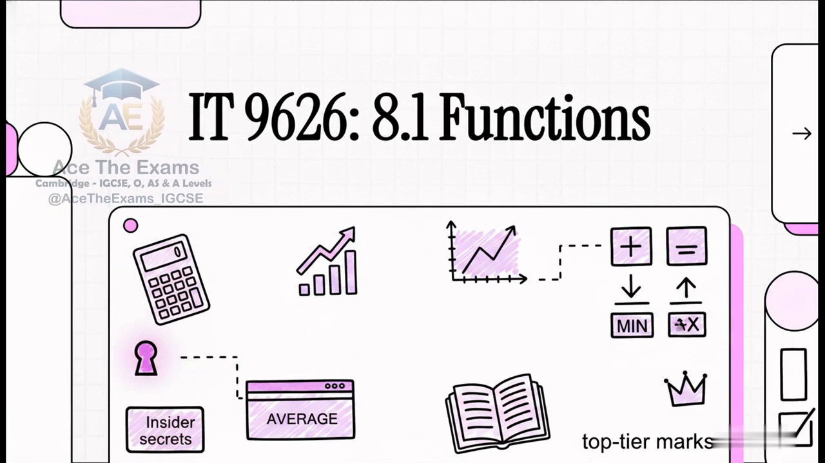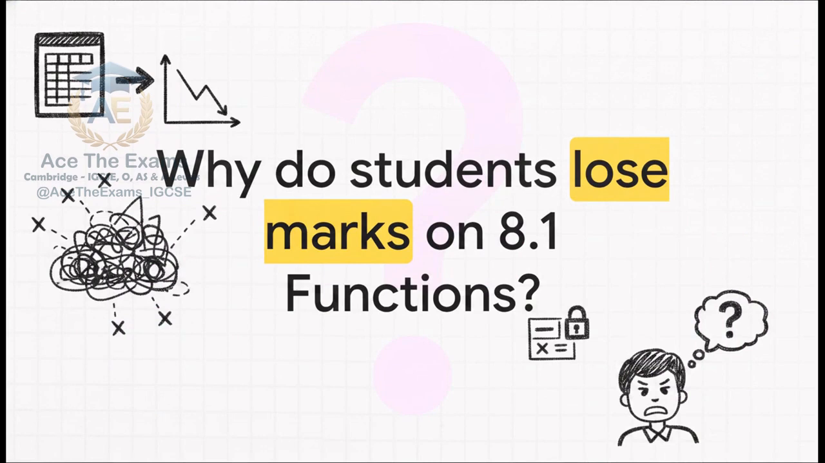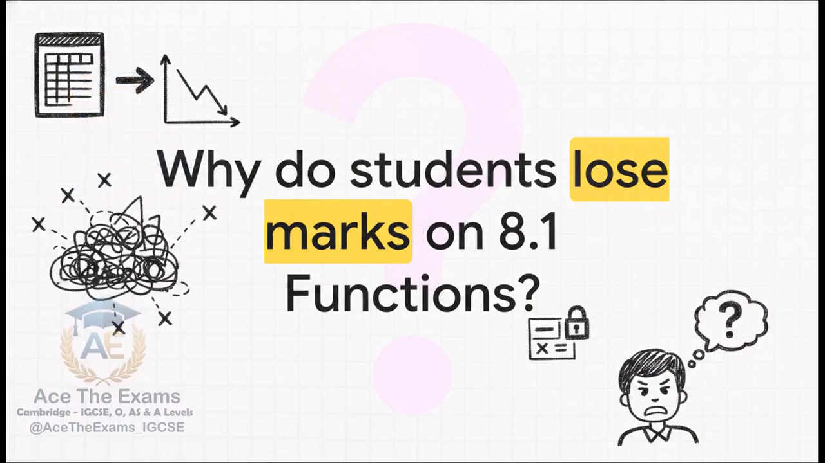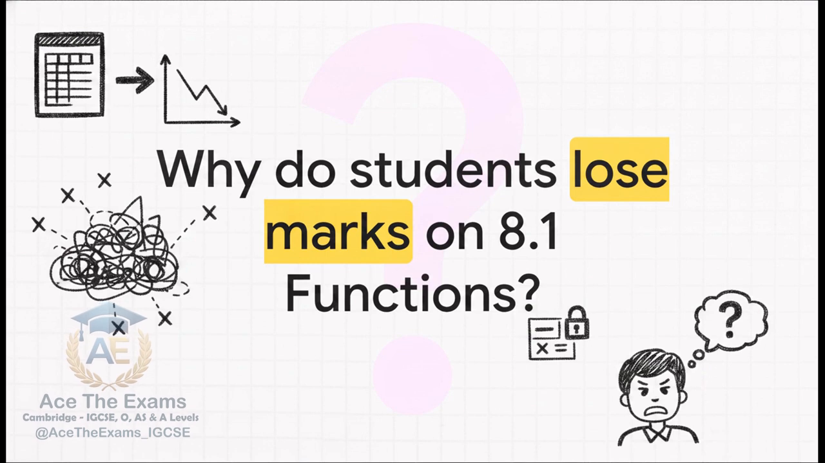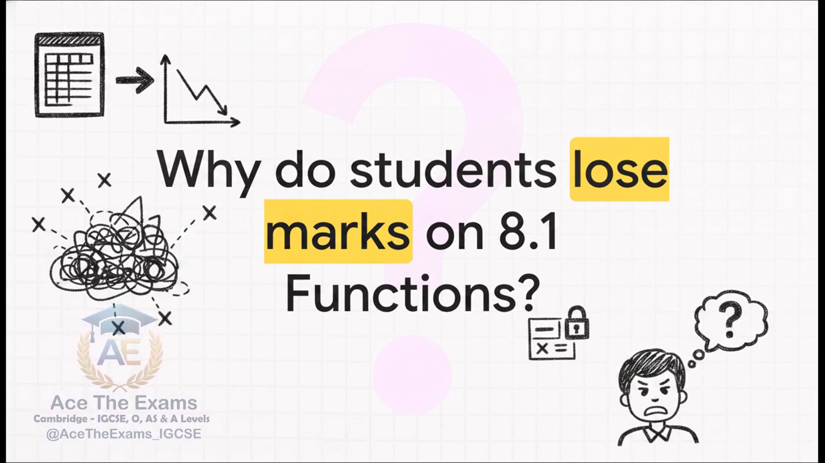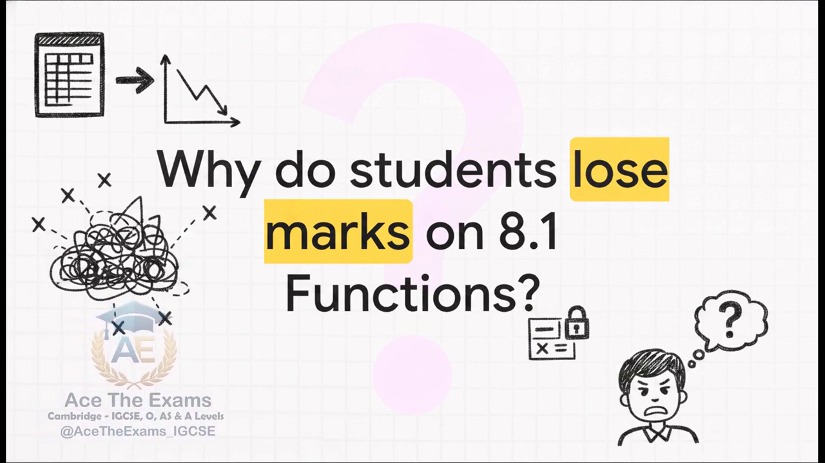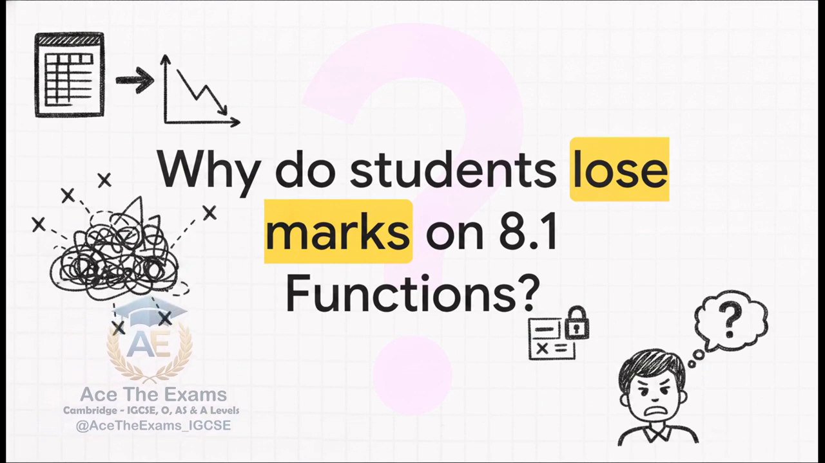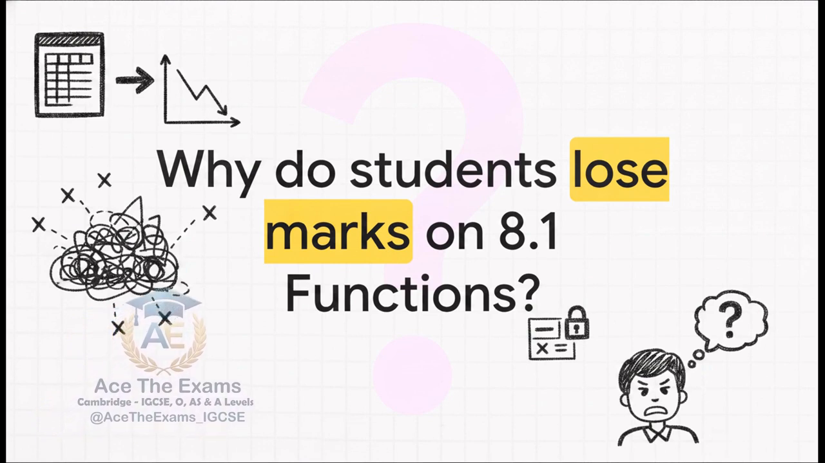Okay, let's dive right into this. So let's start with the big looming question, the boogeyman of grades. Why do students consistently lose easy marks on Section 8.1 functions? I mean, you probably already know how to calculate an average or find a minimum value in a basic spreadsheet, right? It seems so simple on the surface.